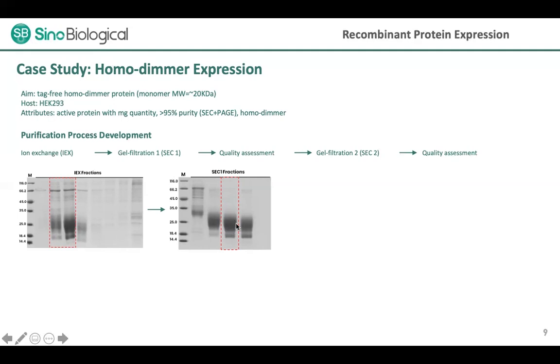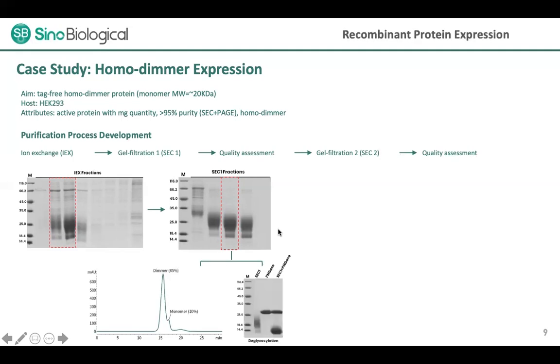But of course, the smear-shaped form of this band could potentially be caused by glycosylation. At this stage, we assayed the dimer and monomer ratio of the protein. We do observe that there's still a small monomer content left, which means a second gel filtration is required. And to validate if this smear band is indeed caused by glycosylation, we deglycosylated this protein, and the smear is gone, replaced by a sharper band, which does prove that the smear is caused by glycosylation, which resulted in a different mobility of the protein on the gel.